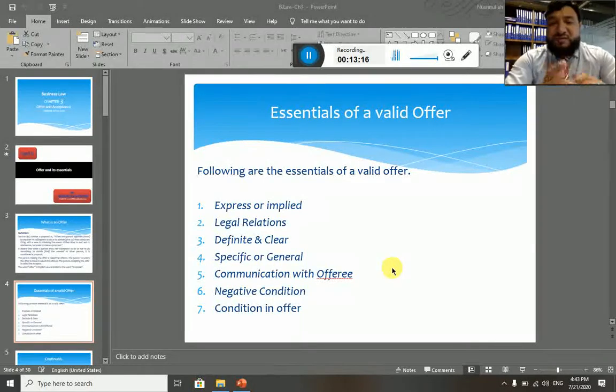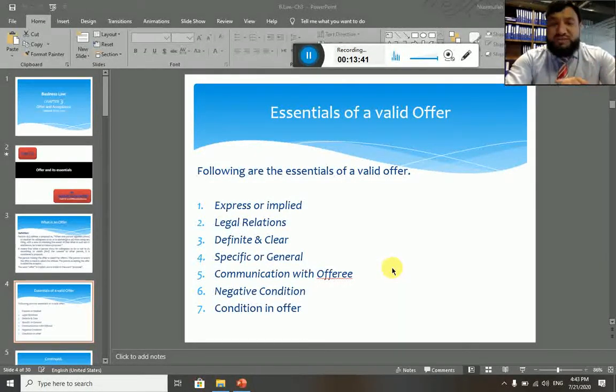What is a valid offer? The valid offer is that I want to sell the motorcycle made by Honda, 125cc, red color, with the specifications and this price. Do you want to buy? So this now is a definite and clear offer, right? So the offer should always be definite and clear.